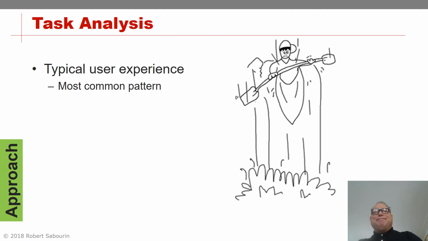So the typical user experience is the most common pattern, something that happens frequently. I do not want you to confuse this with the happy path. I'm saying common. What really happens? If what really happens is that people don't give you all the information, well, then that's the common case.